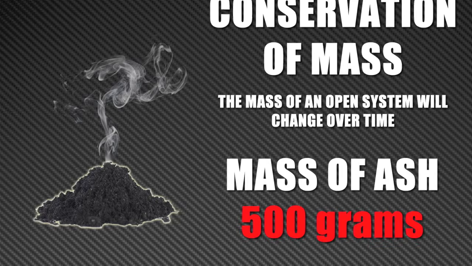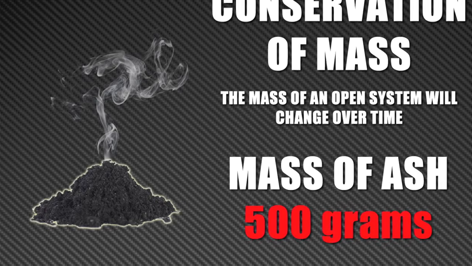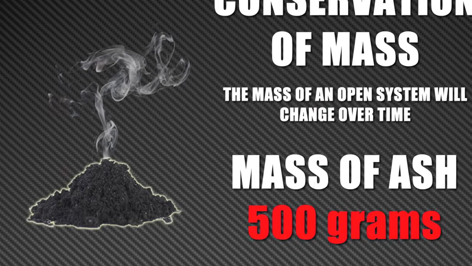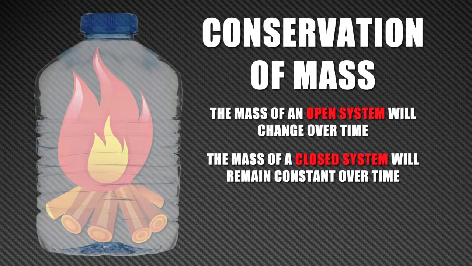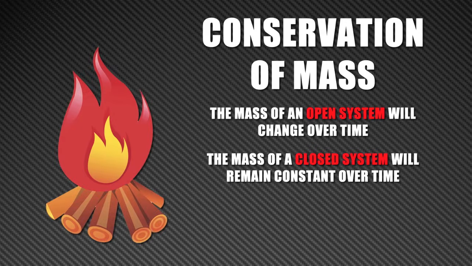It's important to make clear that no atoms were destroyed while the campfire burned. Technically, the mass was still conserved. If you could keep a campfire in a sealed container, atoms could not escape, and the mass of the system would not change. But your typical campfire is a great example of an open system. Atoms and molecules are free to escape while burning, so the mass of the campfire system decreases.